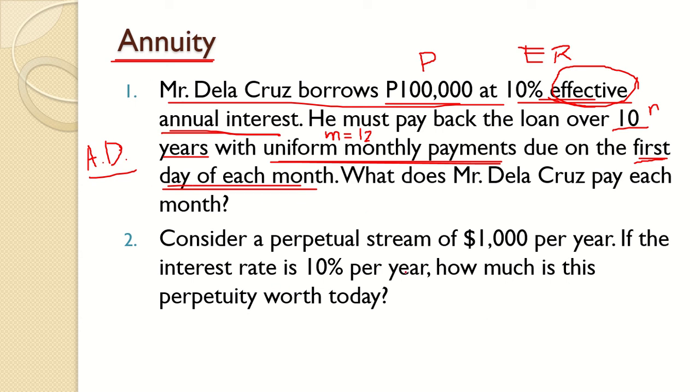Next, consider perpetual. Kailan na dayon ta? This is perpetuity. No, consider a perpetual stream of 1,000 per year. So, okay, per year man. So, this is our A. If the interest rate is 10% per year, so this is R per year man. So, M is equal to 1. And how much is this perpetuity worth today? Gipangita diri is P. Dinhi, each month. So, this is A.